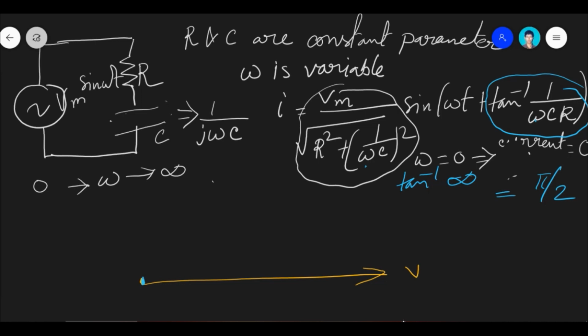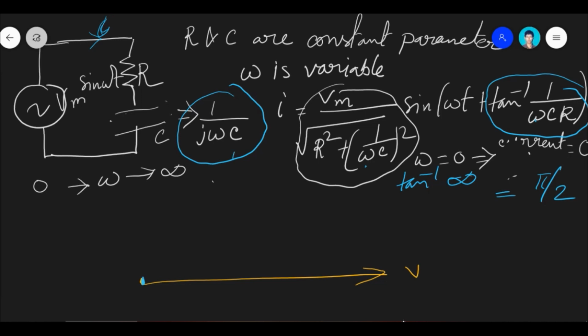Now, like the previous example, if we take different values of omega, then what will happen? If we gradually increase omega, as this omega is appearing in our denominator, with increasing value of omega, the capacitive reactance will decrease. And due to the reduction of capacitive reactance, what will happen? The current that is flowing through this circuit will also increase. Not capacitance value, sorry, capacitance value is constant, but capacitive reactance is reducing due to increasing value of omega.